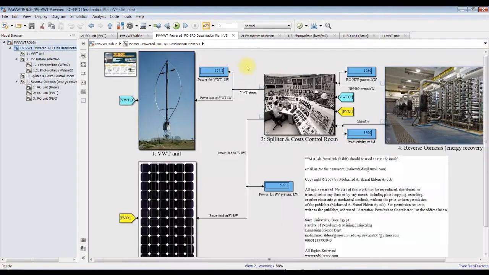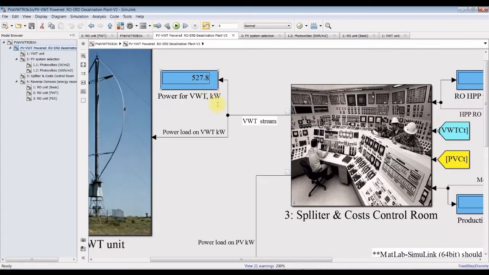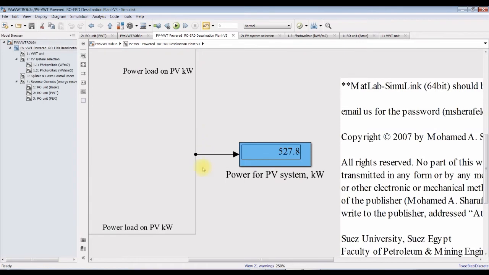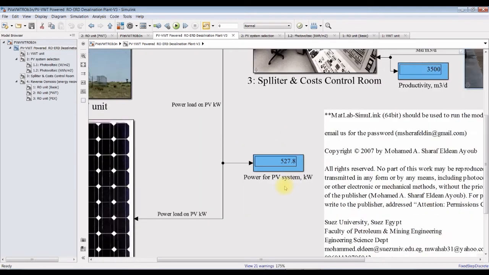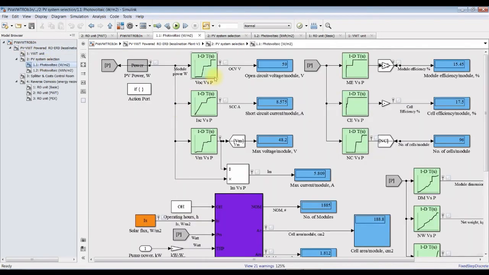Okay, this is the load, because it's 50-50. I mean, this is the power load on the vertical wind turbine. It's 500 kilowatt, and I think this is the same for the photovoltaic system. It's the power load on the photovoltaic, 527. Okay, let's go for the photovoltaic system. This is the instant one. Yes.